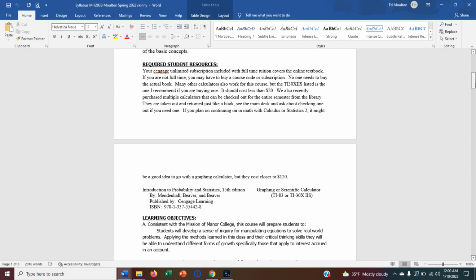The key thing that you need for this class is a button that on the calculator I'm suggesting says stat, which has combinations and permutations that we use. You definitely can't use a phone calculator for this. If you bring a calculator into class, I can take a look, see if I can find the buttons that we need.